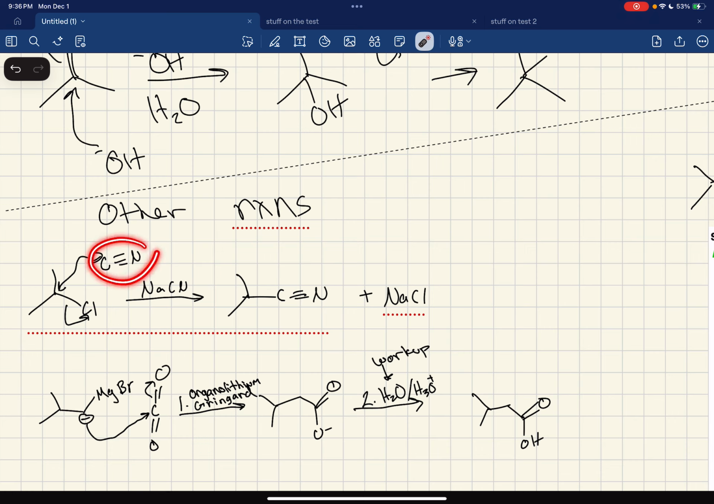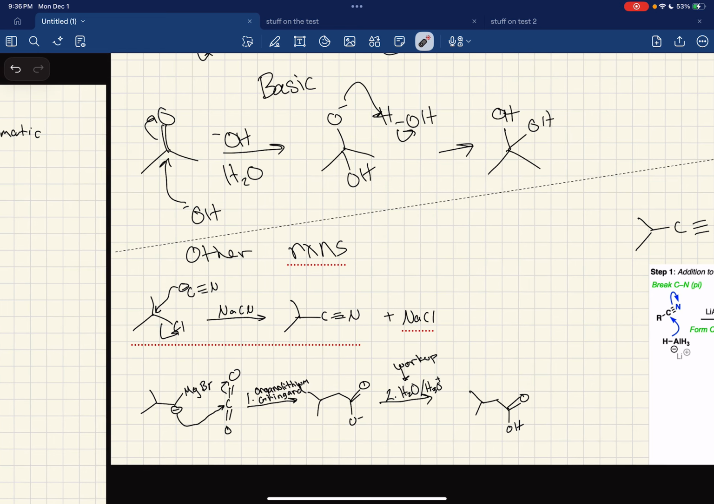So this one, you have a cyanide, sodium cyanide, and that will come in, act as a nucleophile, and do a substitution, knock that chlorine off, and just form that. And then this one, you're going to use an organolithium or a Grignard reagent. This is a Grignard reagent, and that's going to act as the nucleophile, which will attack a carbon dioxide, the CO2, and is going to form this right here, which will then need a workup step to form a carboxylic acid.